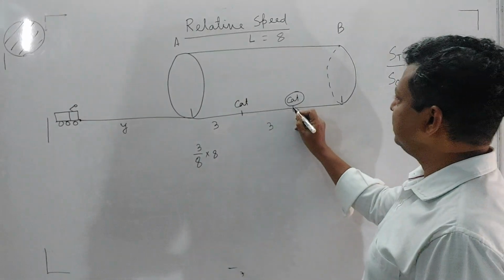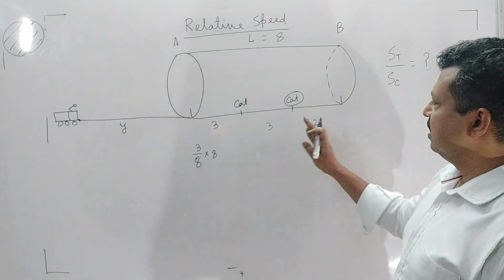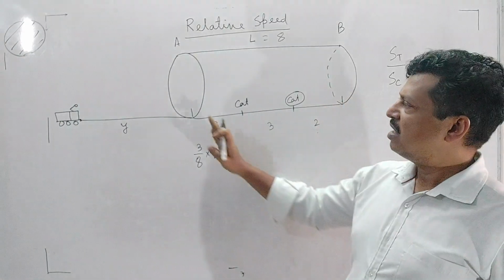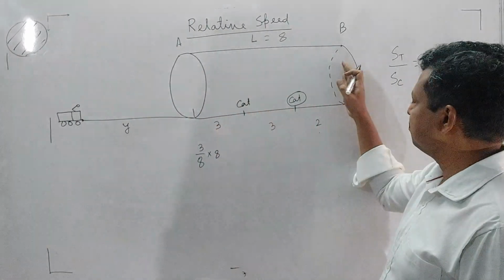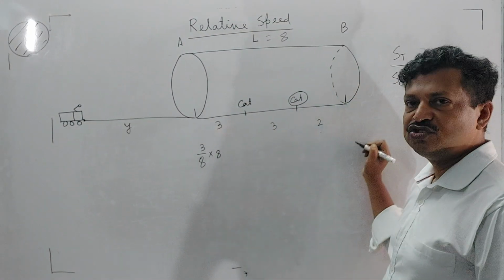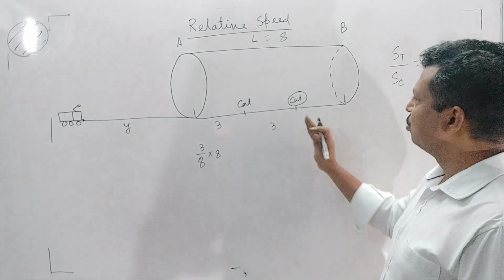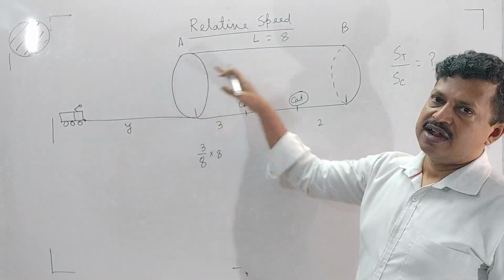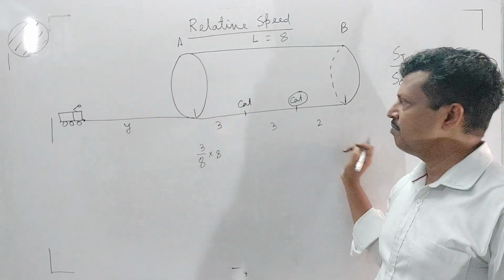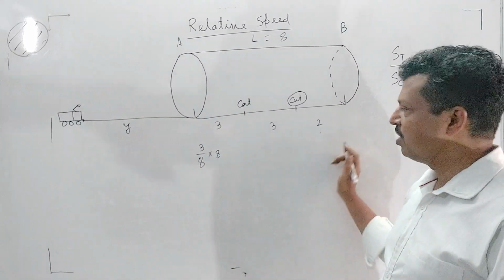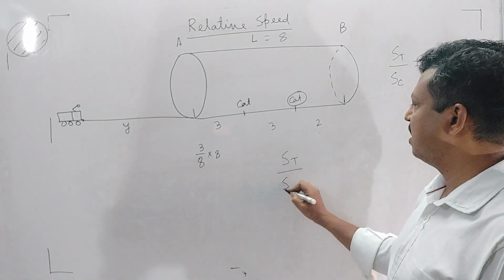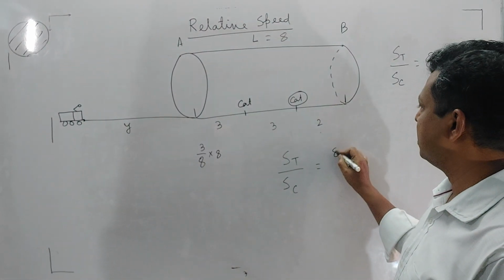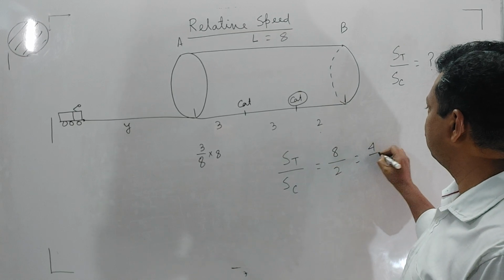Now, from this moment, can I say that the time taken by cat to travel 2 kilometers is nothing but time taken by train to travel 8 kilometers, because both train and cat meet over here. So once again, time of travel is same from this moment. So if time of travel is same, the ratio of speed is nothing but ratio of the distance traveled. So speed of train by speed of cat is nothing but 8 kilometer by 2 kilometer. 4:1.